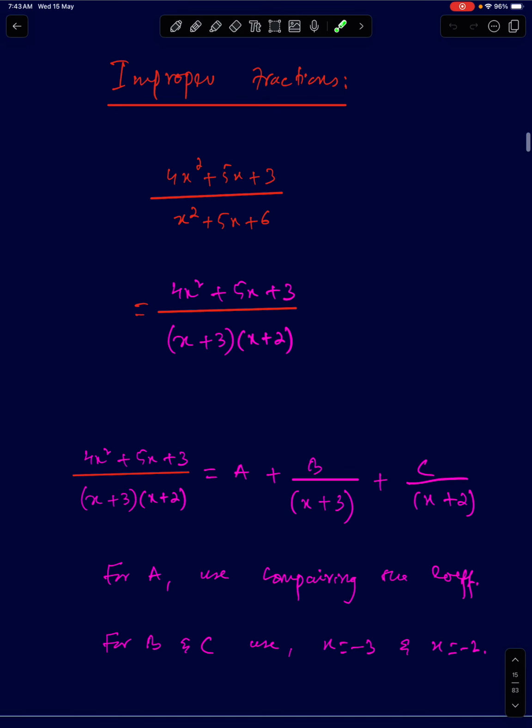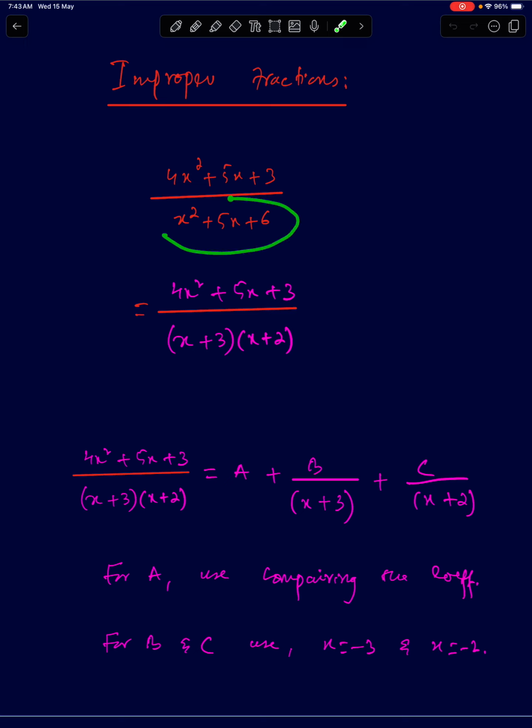Improper fractions. Well, in improper fractions, in P3 syllabus, the highest power of variable in numerator is equal to the highest power of variable in denominator. This is in P3 syllabus. See, the highest power of variable in numerator is equal to the highest power of variable in denominator. So this is an improper fraction.